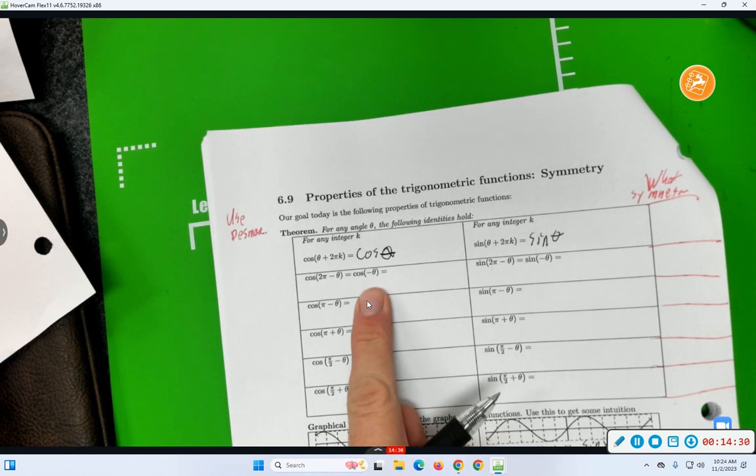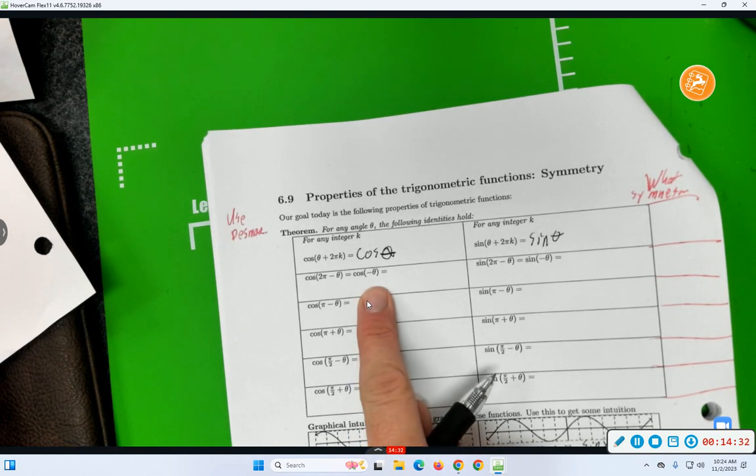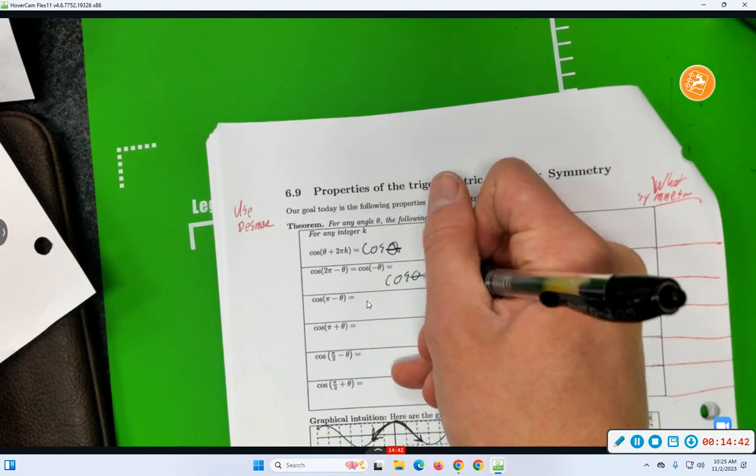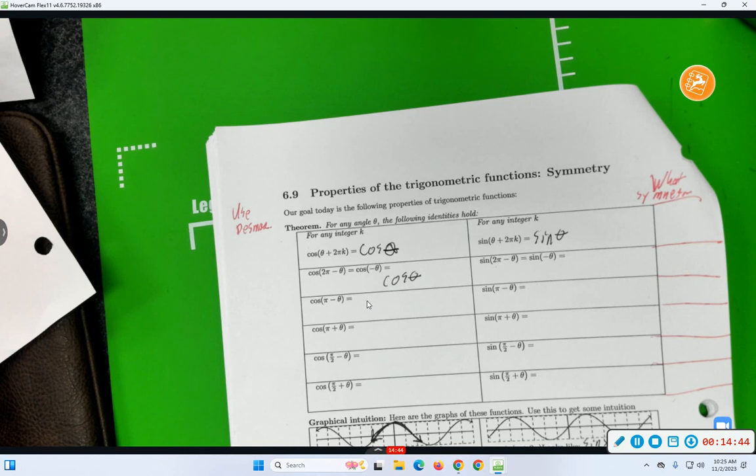Since it's even, what can you do with that negative sign inside of the parentheses? You could just forget about it. Erase it. Cosine of negative an angle is the same as cosine of that angle.